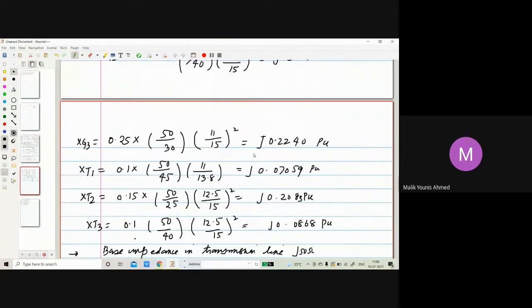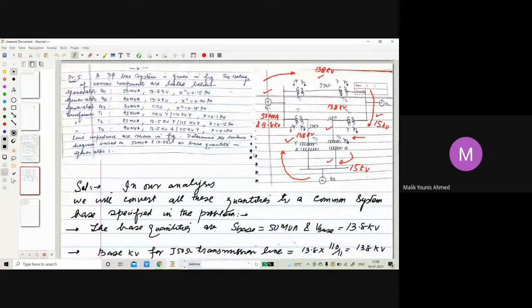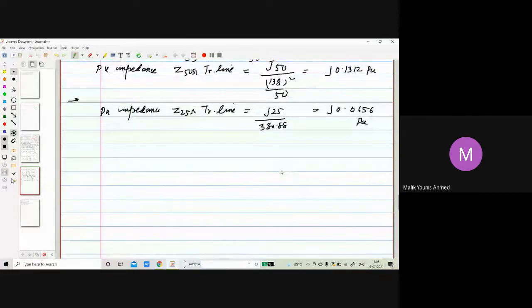So these are all the values we have got on the common system base, that is a system base value of 50 MVA and 13.8 kV. Properly, we first obtained the base values, then we went for the other impedance values on the new system base. What are the system bases? So let me draw the reactance diagram now.